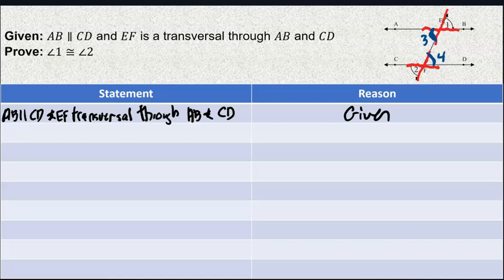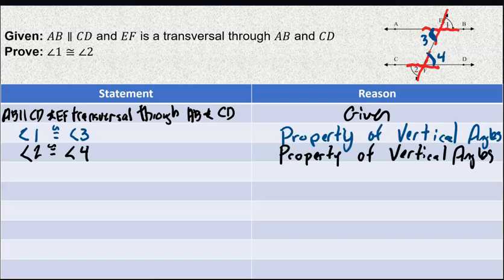So, hear out the argument before I write it out. Angle 1 and angle 3 are the same. Angle 2 and angle 4 are the same. Angle 3 and angle 4 are the same. That means angle 1 and angle 2 are the same. That's the way I'm thinking this through. So, let's write that up.